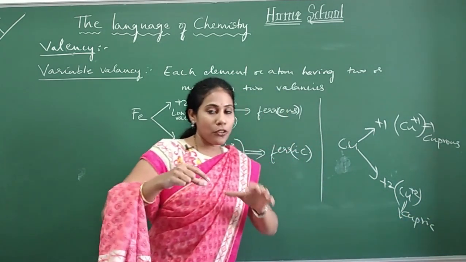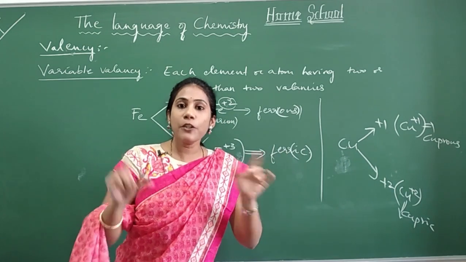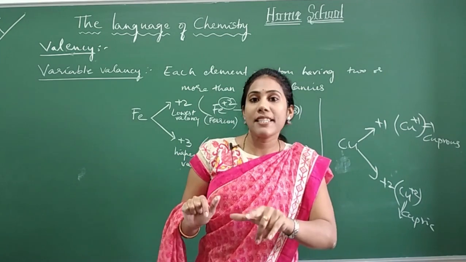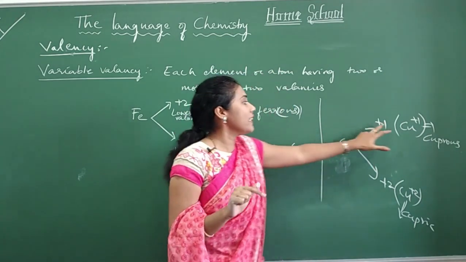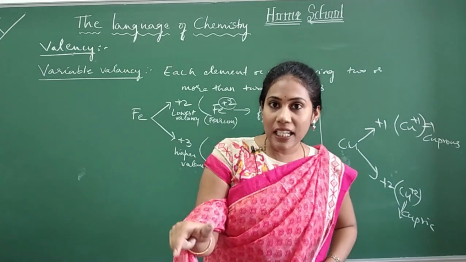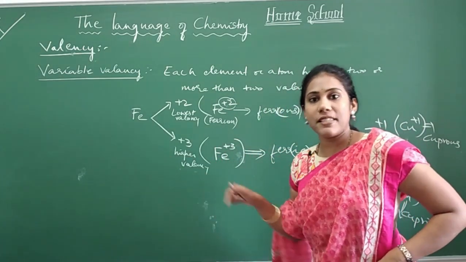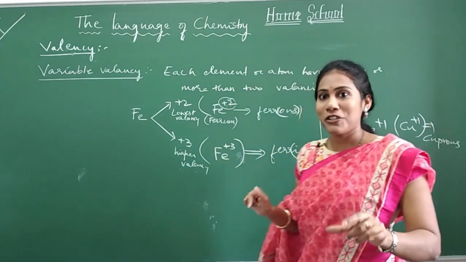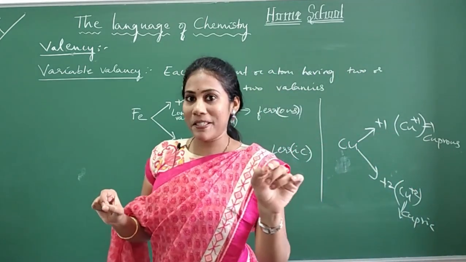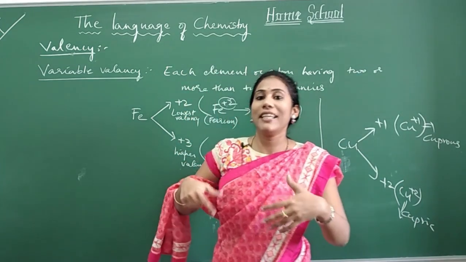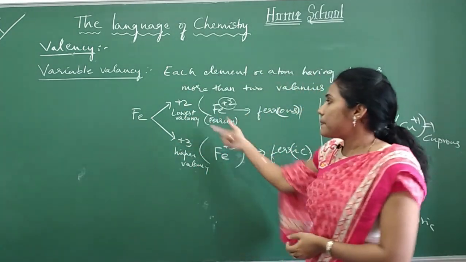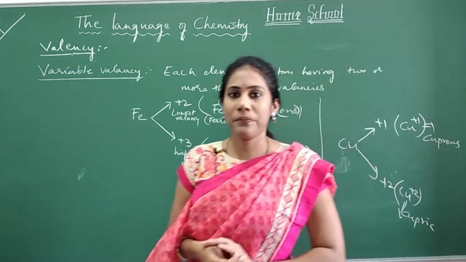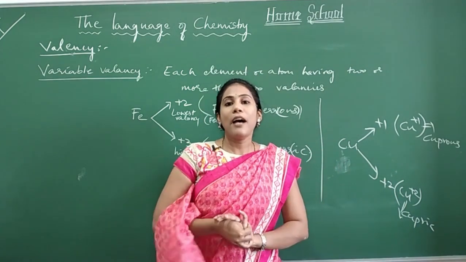So the names also you should be familiar with. Whenever I say cupric, that means copper is having a valency +2. Whenever I say cuprous, that means the copper is having a valency +1. Whenever I say ferric, iron, which valency does it have? +3. Whenever we say ferrous, iron only, which valency does it have? +2. So from the names also you can tell what valency is observed in a particular atom, like in case of atoms having variable valency. Okay, so this is all about valency.